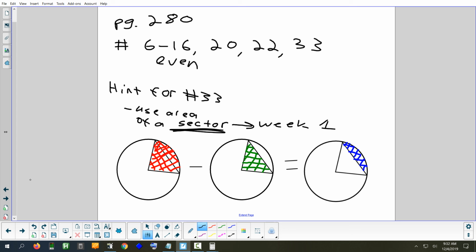In number 33, they want the area of that little section in blue. The only way to get the area of that little section in blue is to get the area of that section in red, which is called a sector. It was one of the first formulas we learned in this class, first week of class. Find the area of that shape in red. Find the area of the triangle in green, which is what we did today. And then if you subtract the area in green from the area in red, you're going to be left with that little section in blue. So that's my hint for number 33.